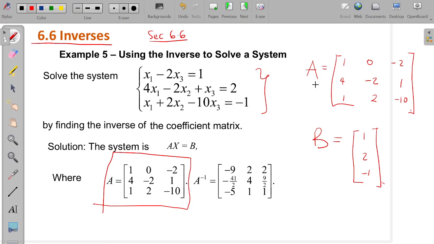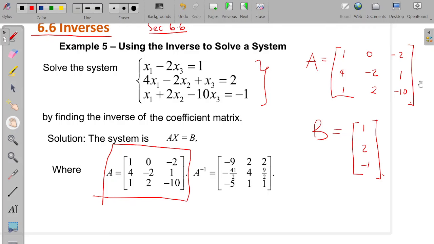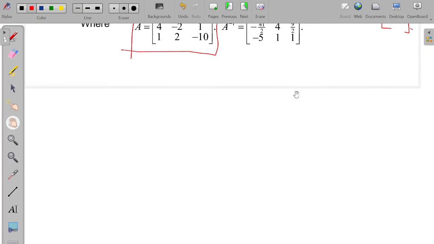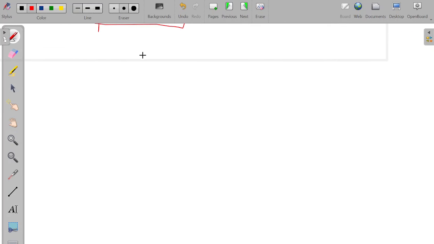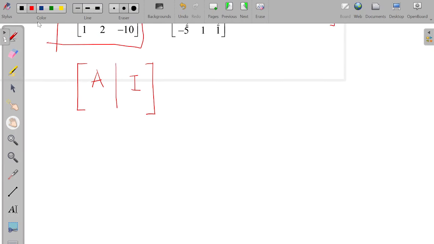By finding the inverse first, this time around, we want to solve this system. In order to solve it by finding the inverse, we use this matrix A, and we put it side by side with the identity matrix. That's what we need to do. So I write matrix A again.